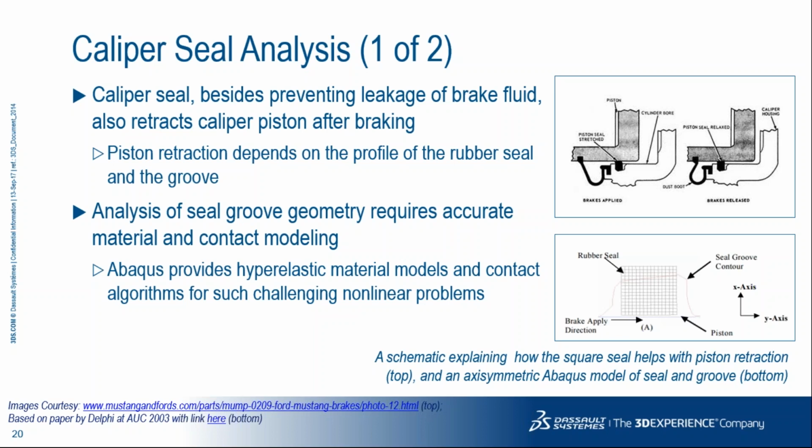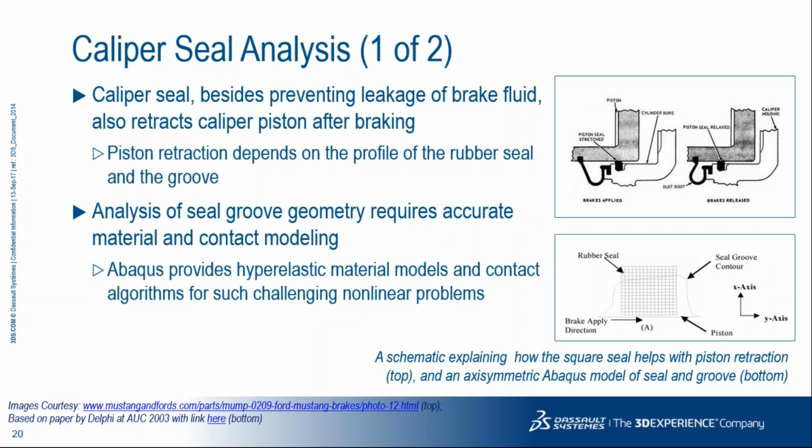And also, as indicated in the images at the top right hand side, you have brake applied and brake released. What is the difference between these two also leads to a retraction of the piston after the brake is released. One obvious advantage is that there is no need for any separate retraction mechanism. In the case of wear of the pad, the seal also helps in still maintaining the proper contact.